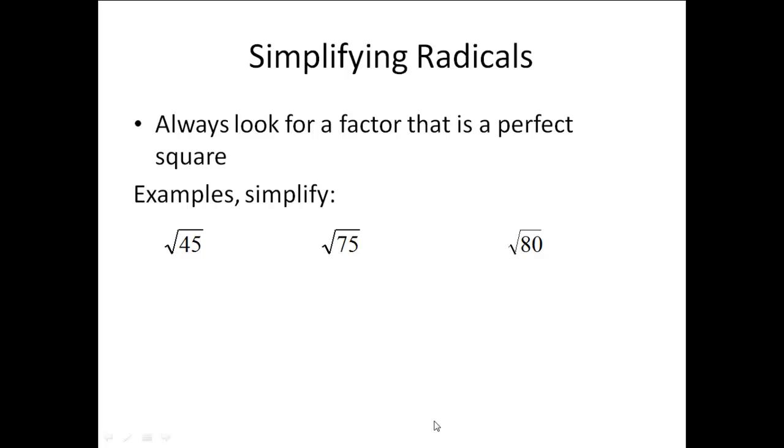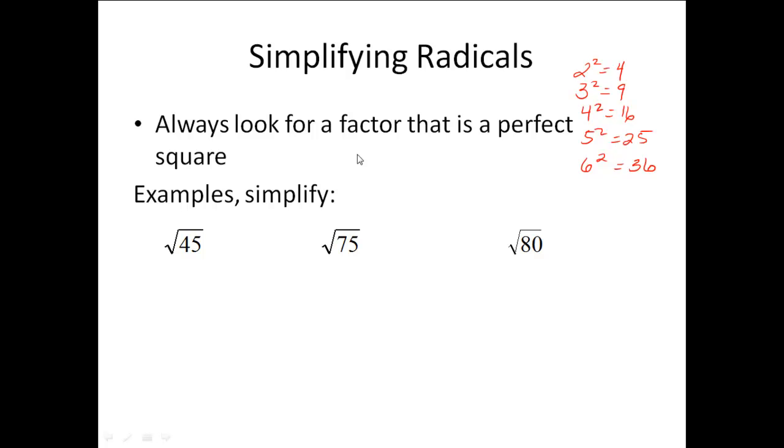Next thing we're going to look at is how do we simplify radicals? And what we want to do is we always want to look for a factor that is a perfect square. Now keep in mind our perfect squares would be 4, 3 squared is 9, 4 squared is 16, 5 squared is 25. You'll want to have the list of perfect squares handy when you are simplifying your radicals. It'll help you go a little bit faster.